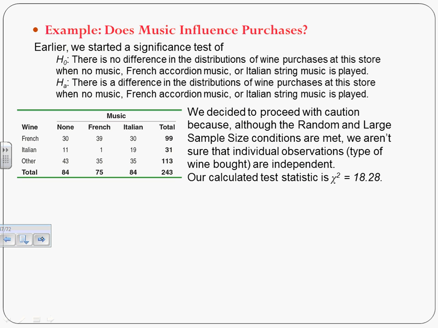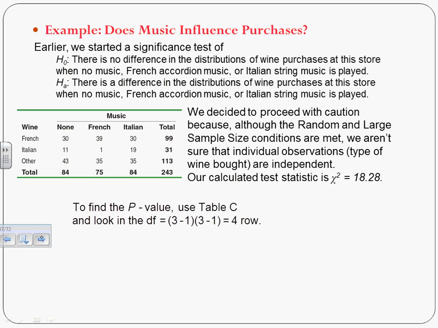Does music influence purchases? Earlier we started a significance test. There is no difference in the distribution of wine purchased at the store, and there is a difference. Okay, so we decided to proceed with caution because although the random and large sample size conditions are met, we aren't sure if they are independent. So we're going to calculate our chi-squared statistic, and we can find our p-value using the table.